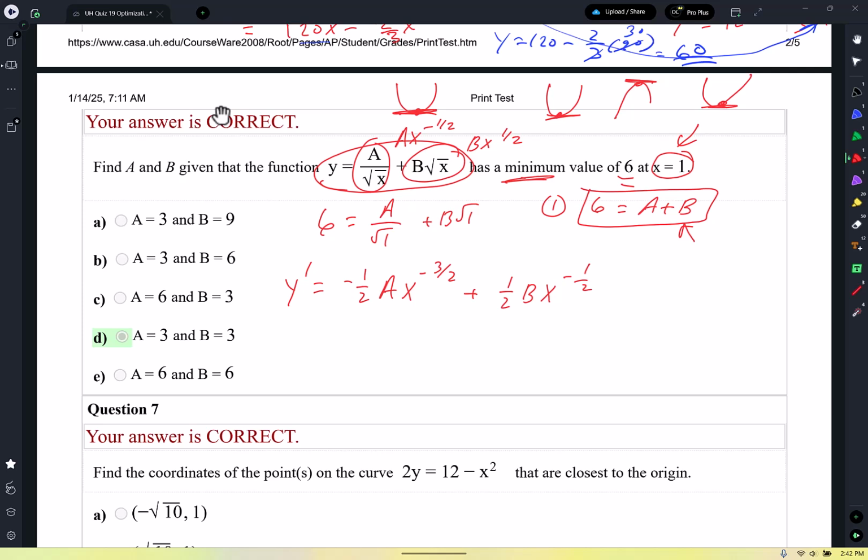Now we'll have two equations. This will be my second equation. What is this equation? Because we know it has a minimum value, the derivative is 0. So I just go 0 equals negative a over 2 square root of 1 cubed plus b over 2 square root of 1. So my second equation is 0 equals negative half a plus half b.